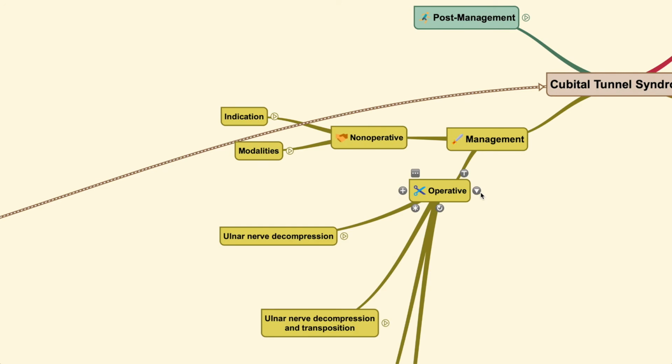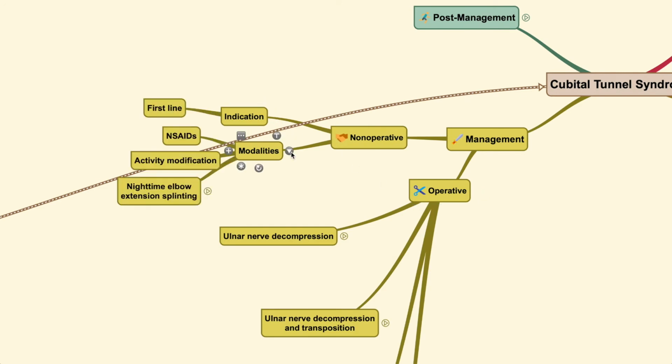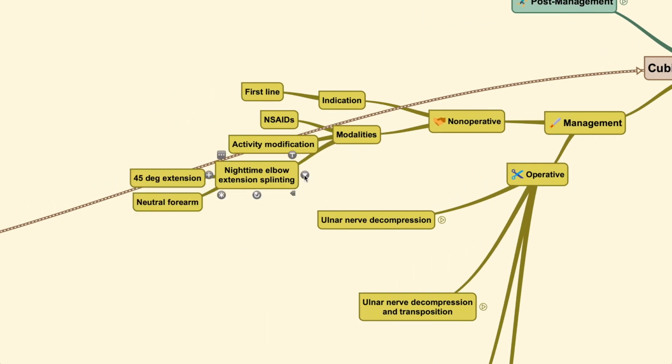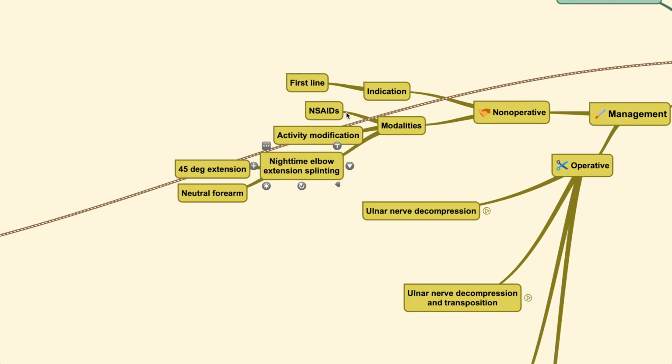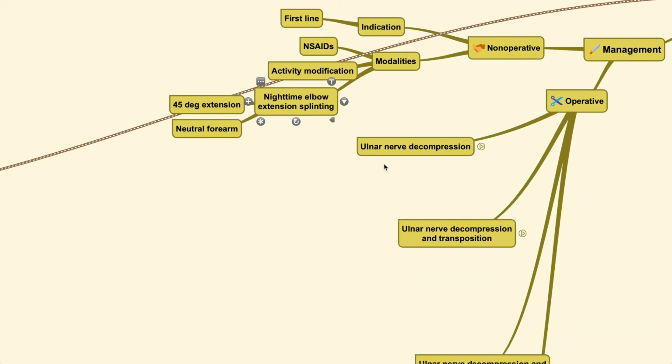Well, as we all know, all cases should be managed non-operatively if possible, and that should include the drugs, the NSAIDs, and also the activity modification along with nighttime elbow extension splinting. As you might have guessed, this type of splinting is good if the patient indeed has night symptoms, such as those found in the carpal tunnel, where patients may complain of night pain when their wrist goes into flexion.